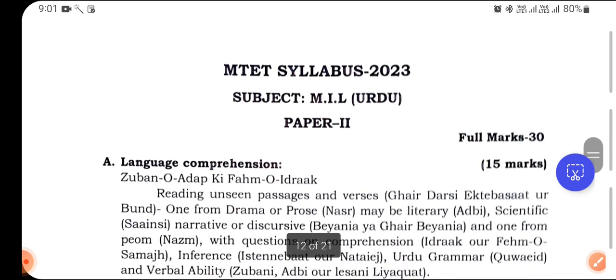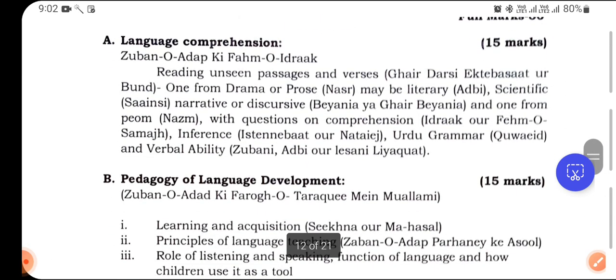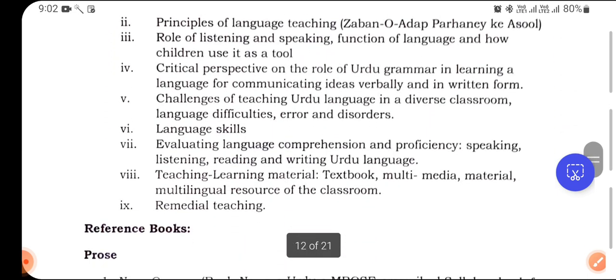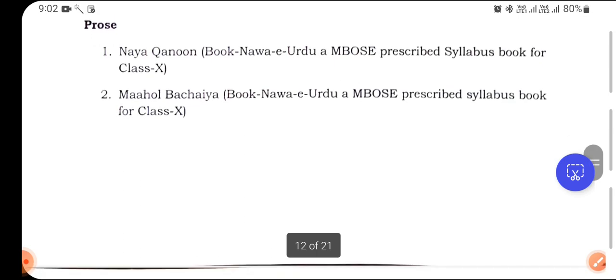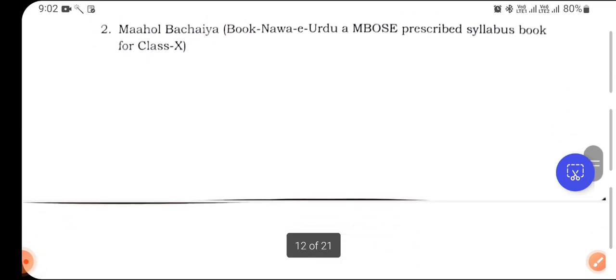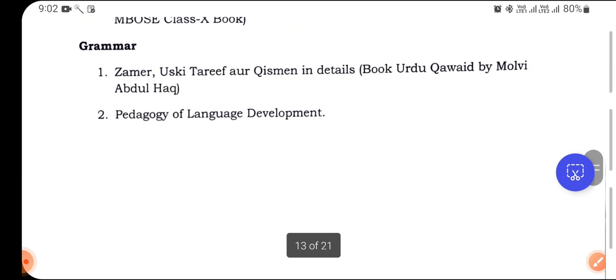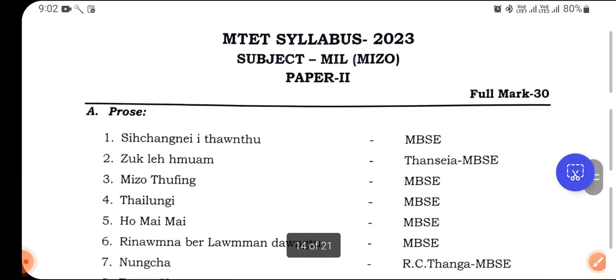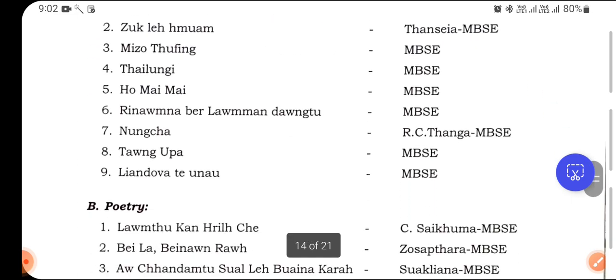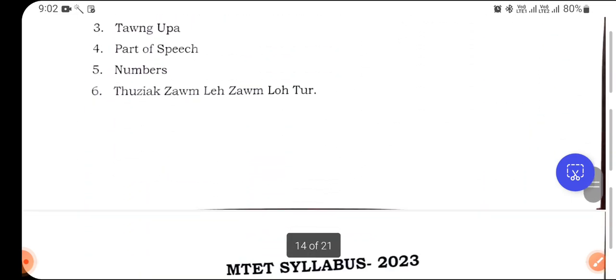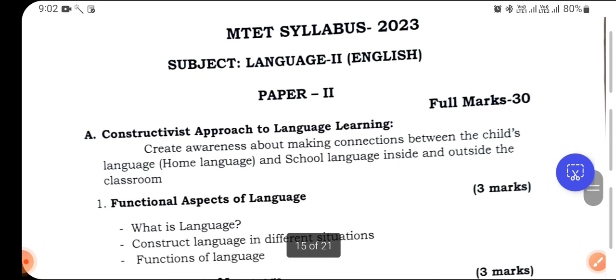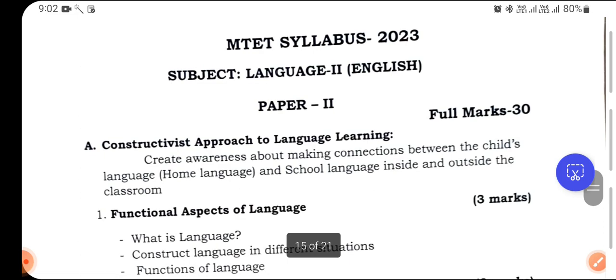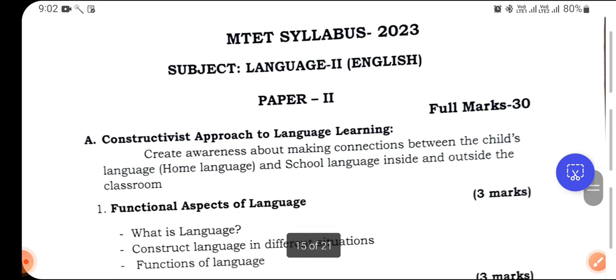Now coming to Urdu. In Urdu, this is for the Mizo language, and this is paper language 2, and that is compulsory for all, and this is English, 30 marks. Okay, so we'll see.